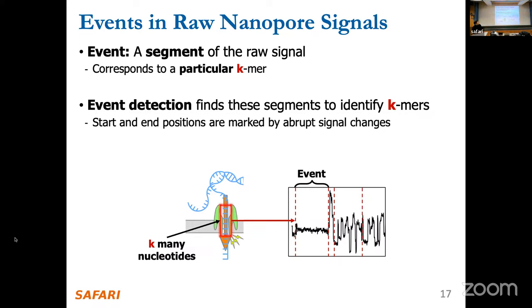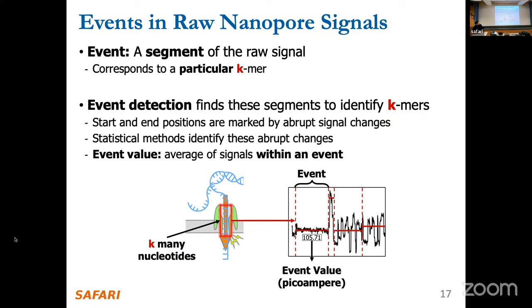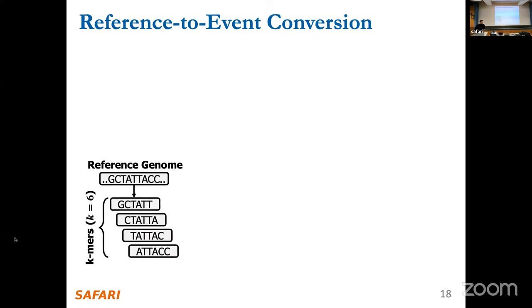These start and end positions are usually marked by abrupt changes in the signal, which correspond to the sequencing of a new base in the nanopore. To identify these abrupt changes, statistical methods are usually used. After we identify these abrupt changes, these segmentation points, we take the average of the signal within a particular segment and figure out the average value, which we call an event value, which corresponds to, let's say, a particular k-mer that we don't know which one it is. So this is basically the event and the event values.